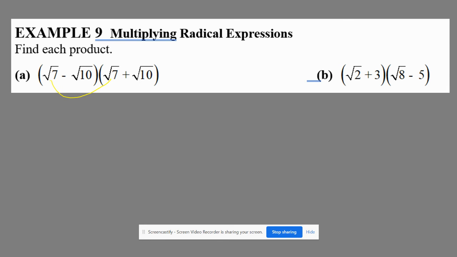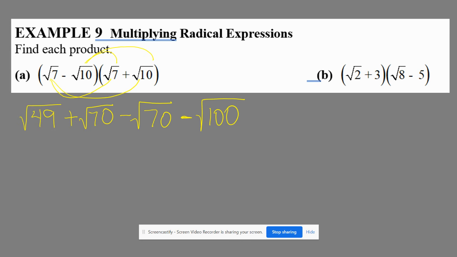We have square root of 7 times the square root of 7. They're both square roots. 7 times 7 is 49. Square root of 7 times the square root of 10, positive. They're both square roots, so I'm allowed to multiply the 7 times the 10 to get 70. Negative square root of 10 times 7. We have a negative square root. 10 times 7 is 70. And then negative square root of 10 times positive square root of 10, we have negative 10 times 10 is 100.